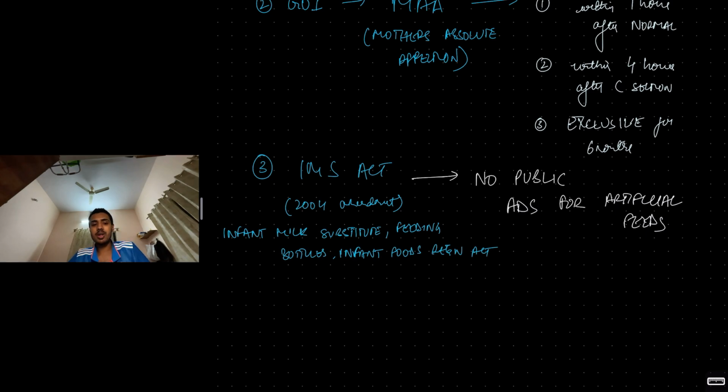Very, very important. So, Baby Friendly Hospital Initiative by UNICEF, 10 steps, not followed in India. MAA program, very, very important. Exclusive 6 months, within 1 hour of normal delivery, within 4 hours of C-section. And Infant Milk Substitute Act, 2004 amendment. No public advertising for artificial feeds or complementary feeds. No bottle feeding, nothing. You should not do any of that. That all comes under this act.